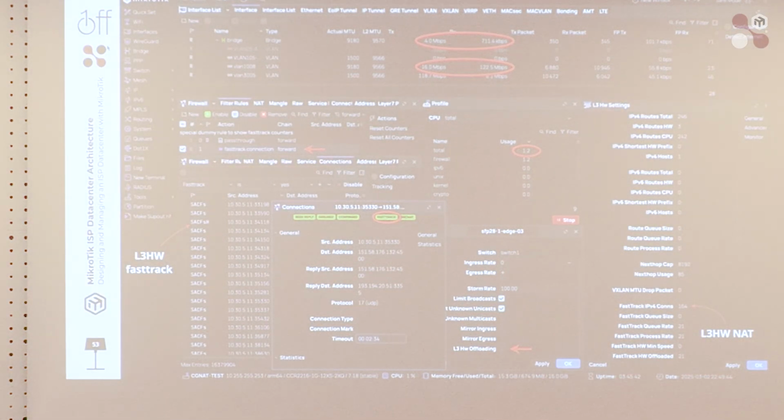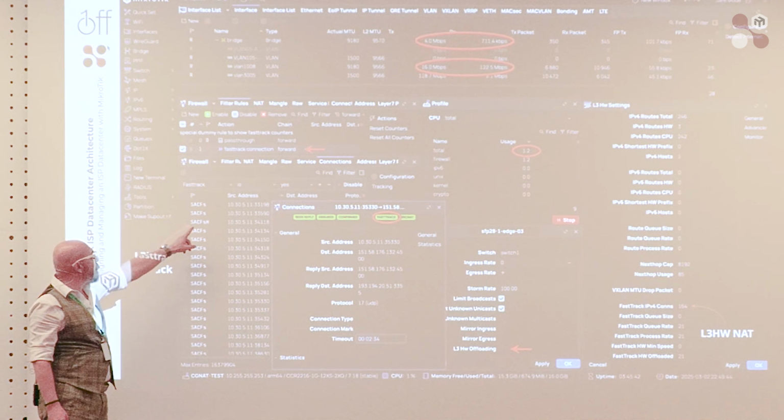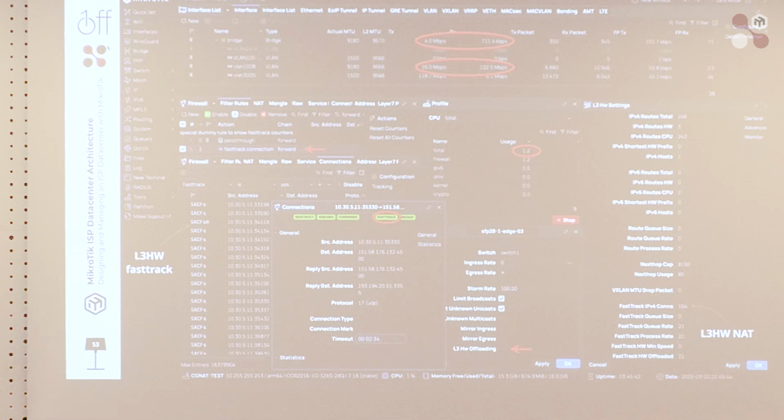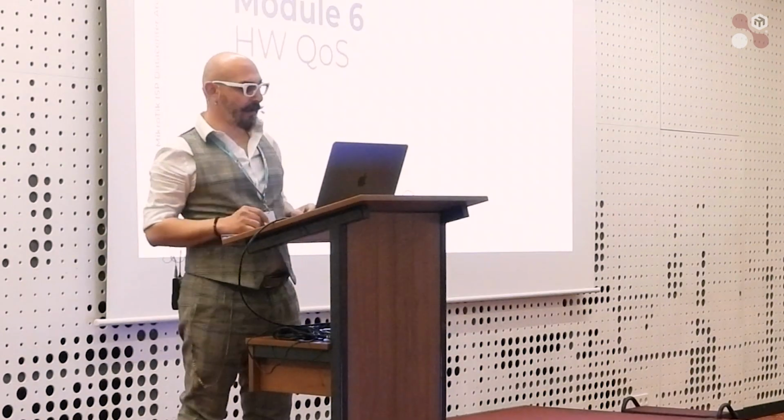And this is another screenshot of a working machine running layer 3 hardware offloading with NAT with some configuration over there. As you can see, this connection is in the hardware offloading. These are not in the hardware offloading. MikroTik decides for us.